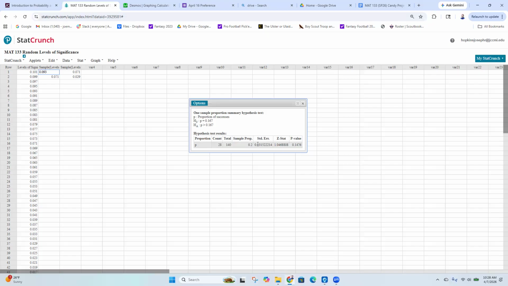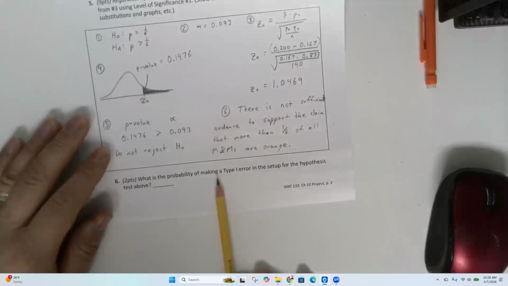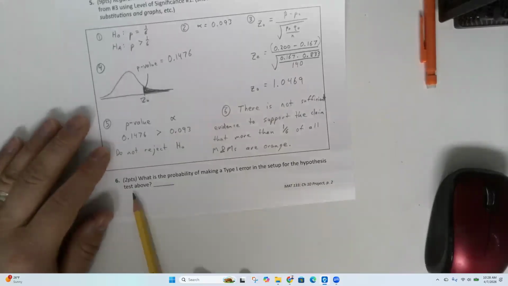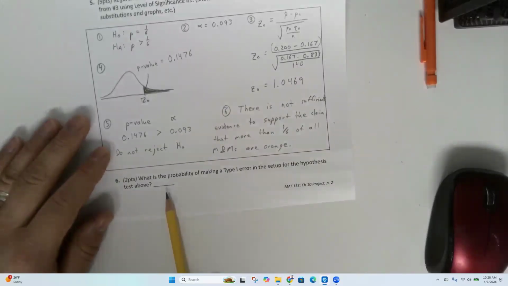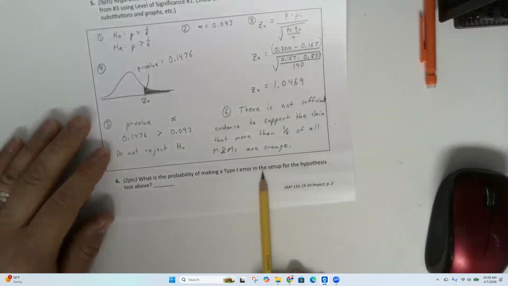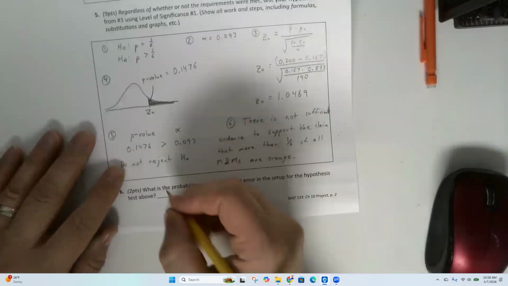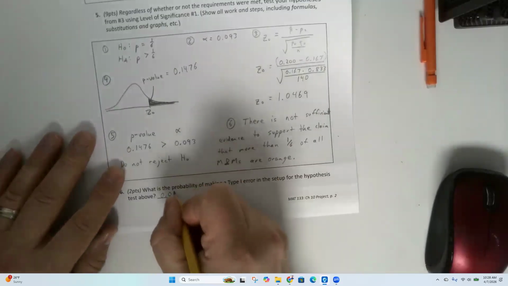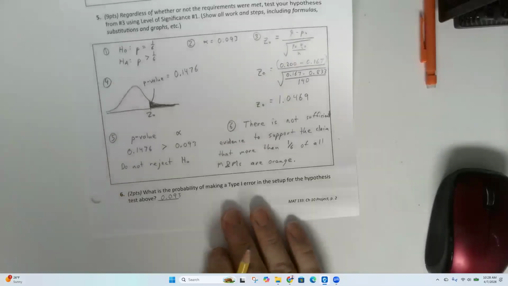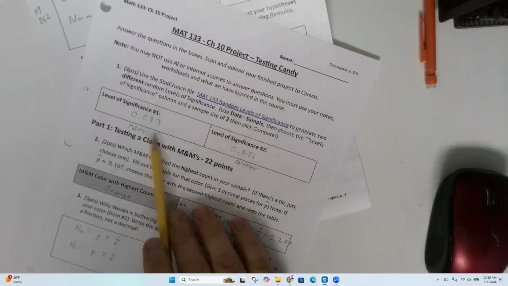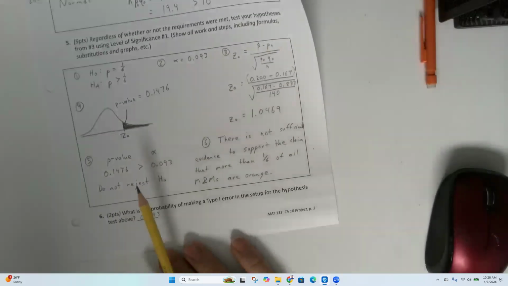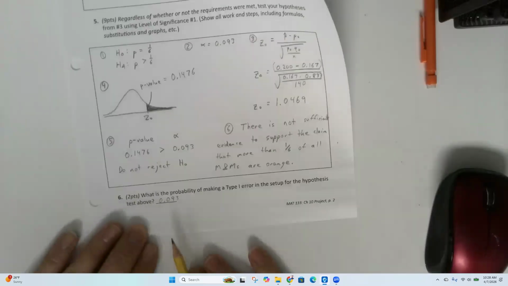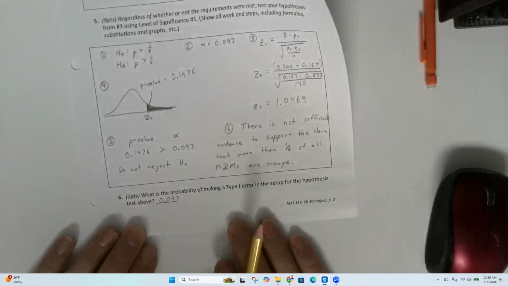But the reason I bring that up is this last question, number 6 on this page, is saying, what's the probability of making a type 1 error in the setup for the hypothesis test above? The probability of making a type 1 error is your alpha. My alpha was 0.093, so you just put that right here. Whatever number you got from the random significance levels for number 1, that's what you're putting here for number 6. I have a 9% chance of making a type 1 error.